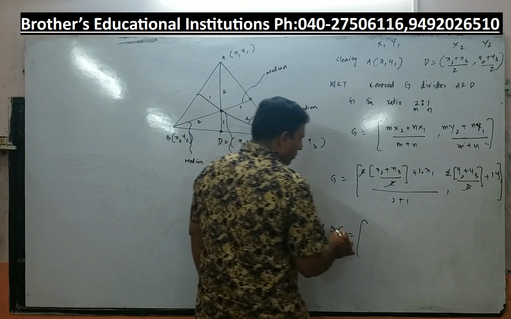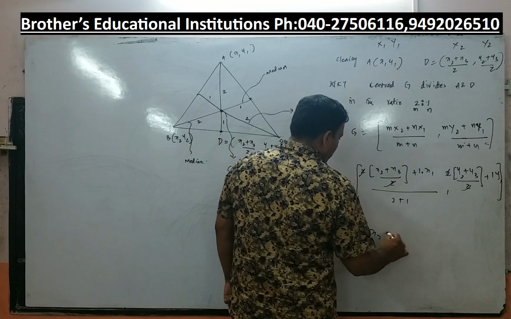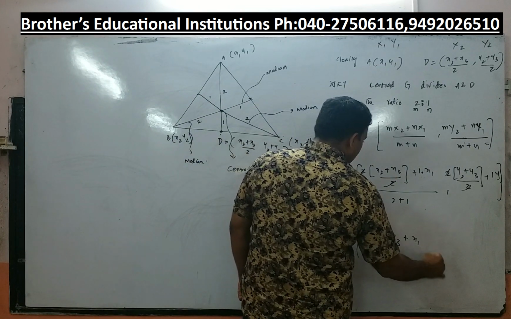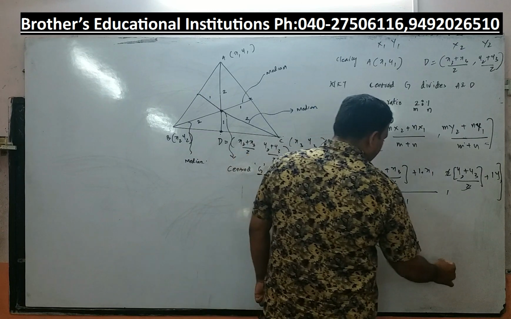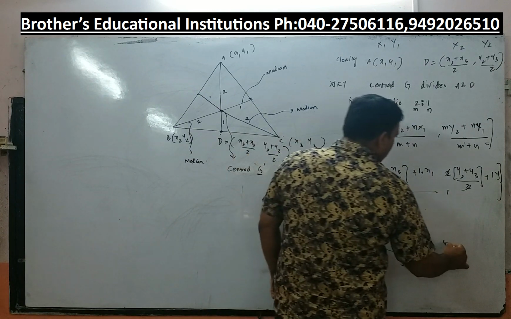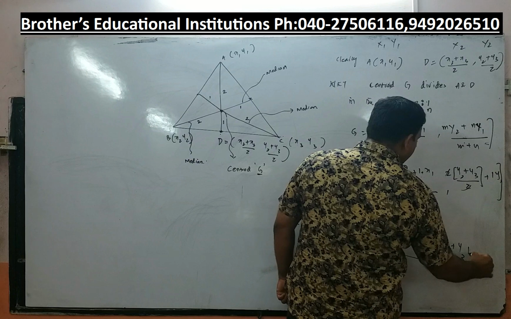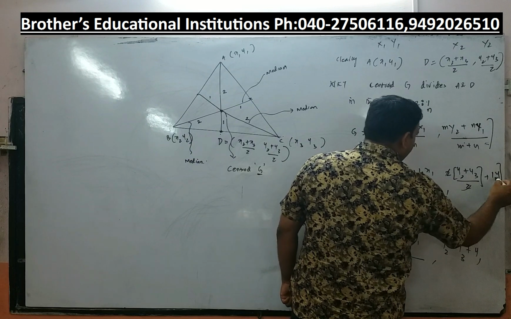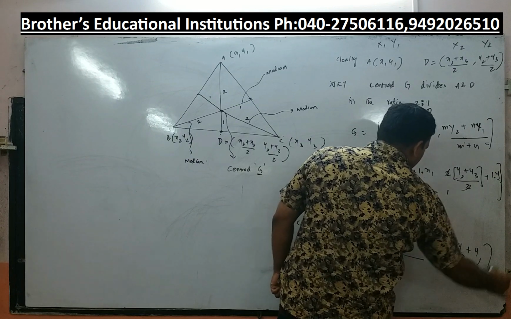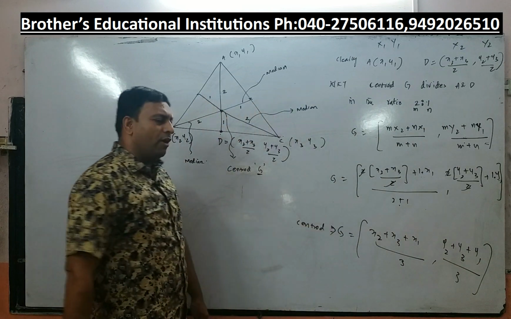Centroid G is equal to (x2 plus x3 plus x1) by 3, comma, (y2 plus y3 plus y1) by 3. So therefore you have derived the formula for centroid.